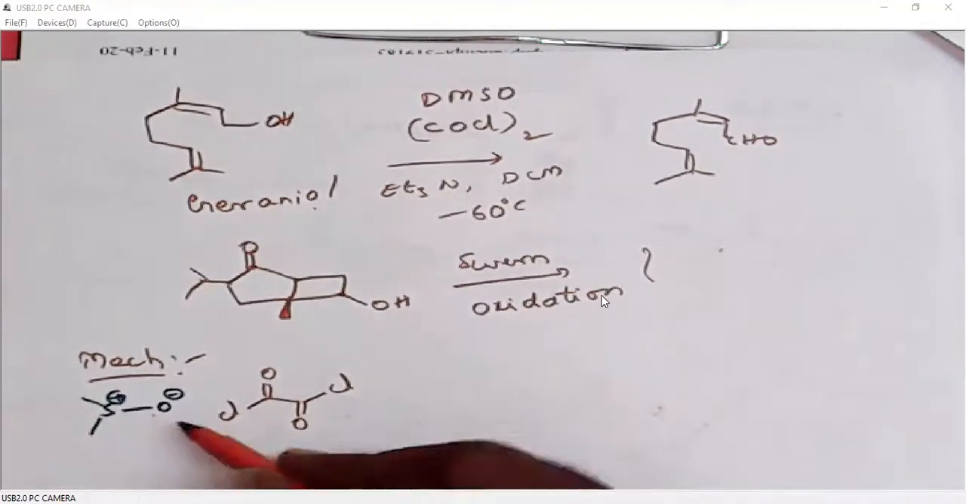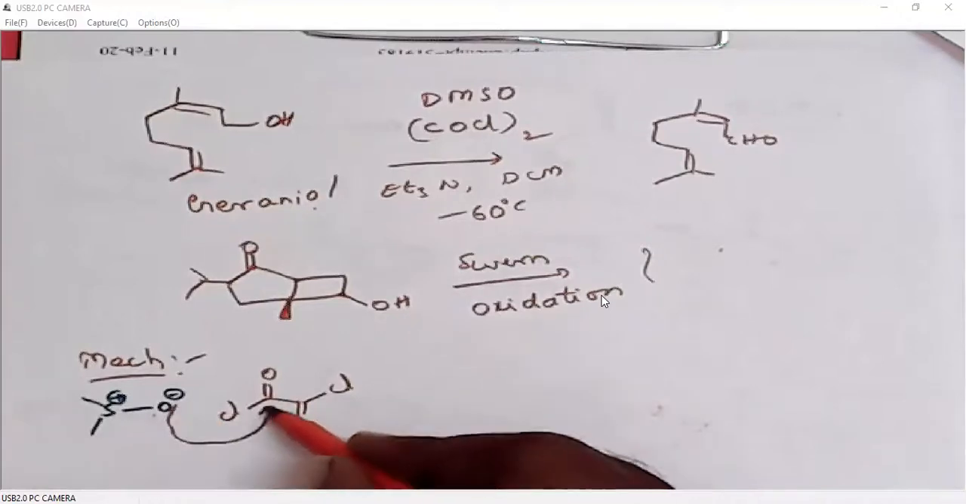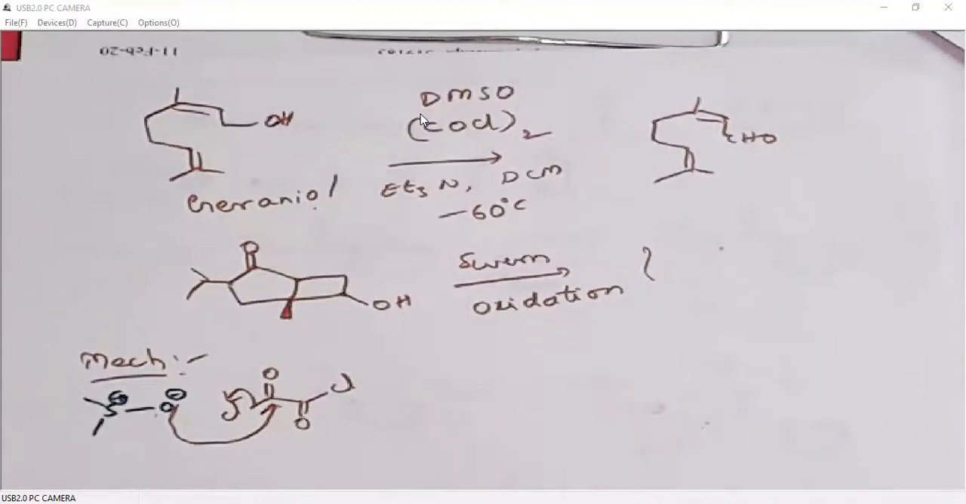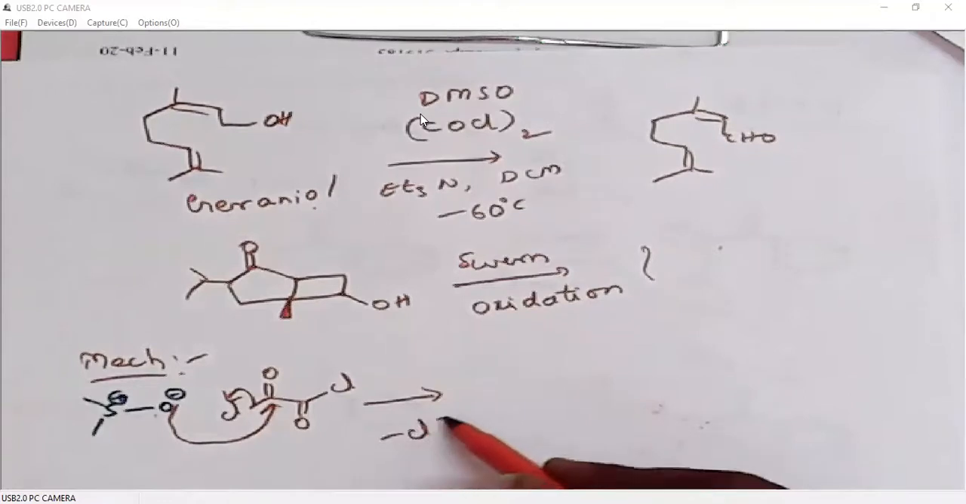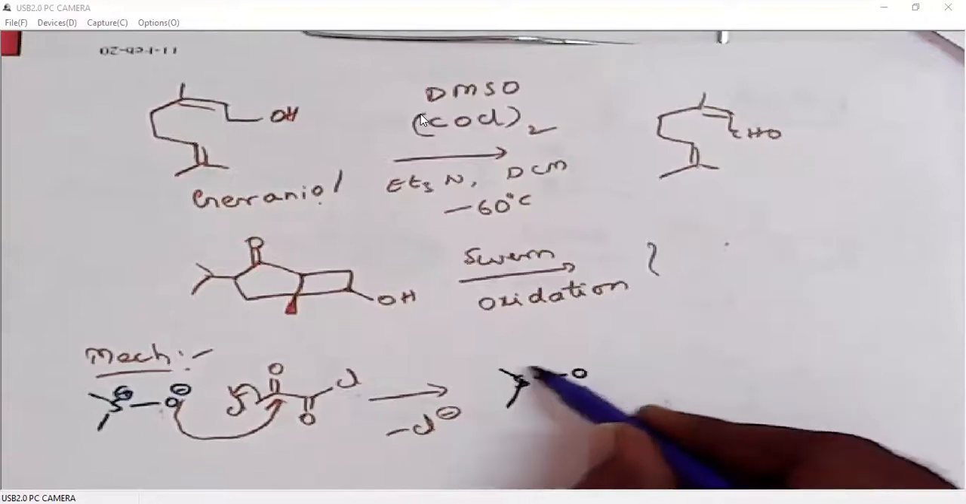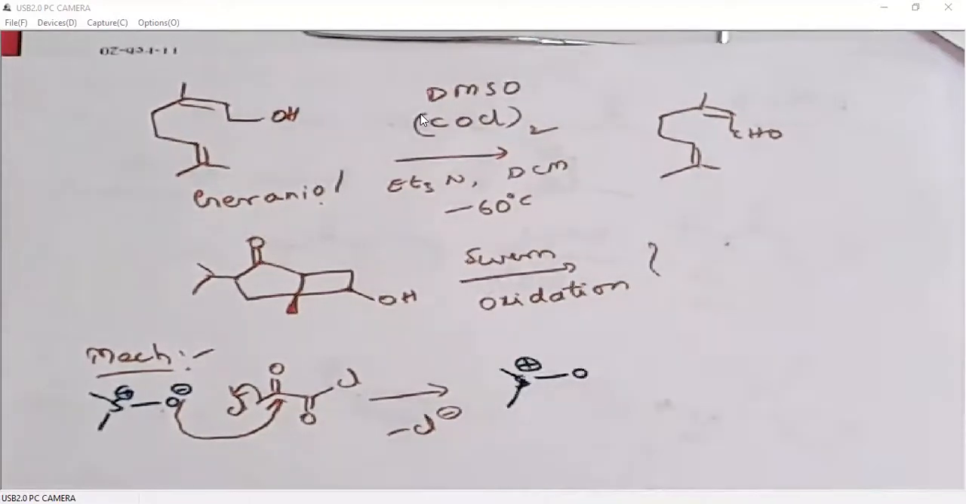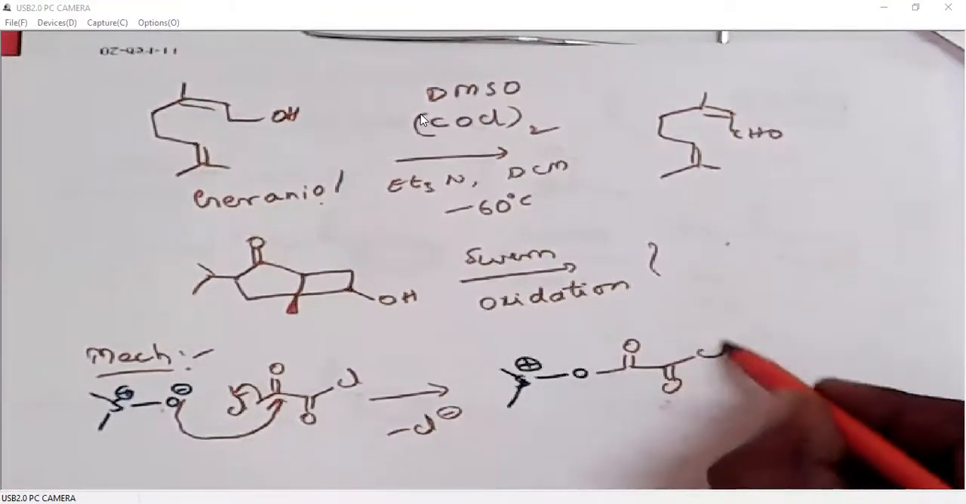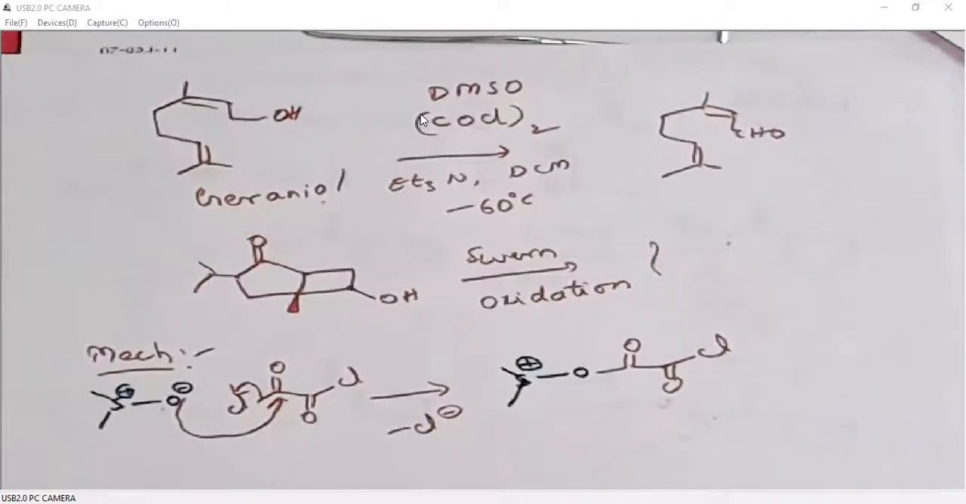So oxygen will attack on carbonyl carbon. Chlorine is a good leaving group, chloride ion, so it will be leaving. Then there is a bond between CO, CO, Cl. Okay. So in this form, the sulfur is in excited state.